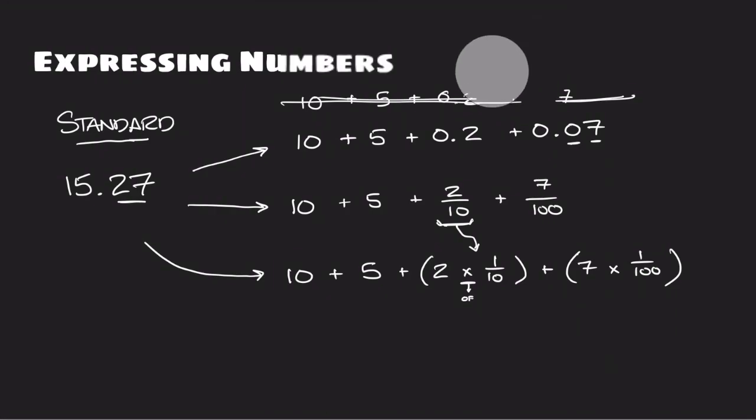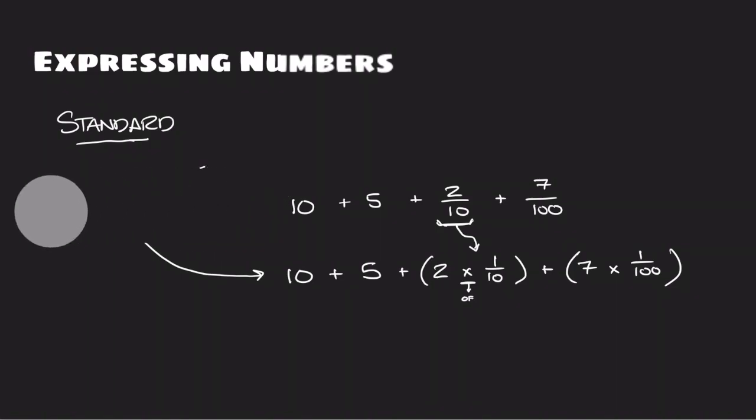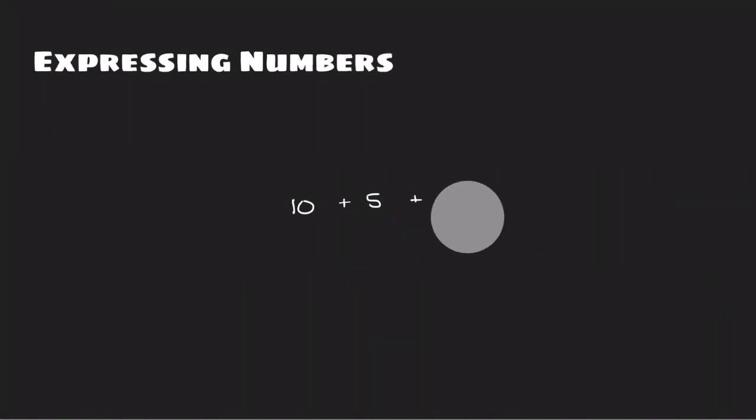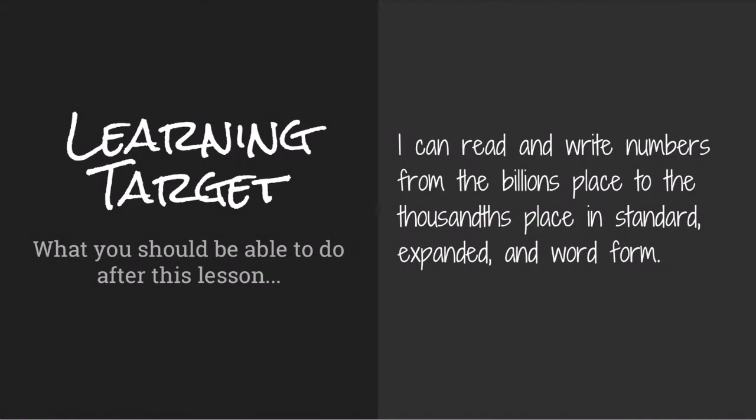So again, we're going to take a look at the expanded form and give you some practice with that. So a couple things before I jet off here. I went a little longer than I like to go, but just make sure that you're able to read and write numbers from the billions place to the thousands place in standard, expanded, and word form. We will really work on the word form as we get into the actual classroom, but digitally get the practice on standard and expanded and be ready to rock and roll.